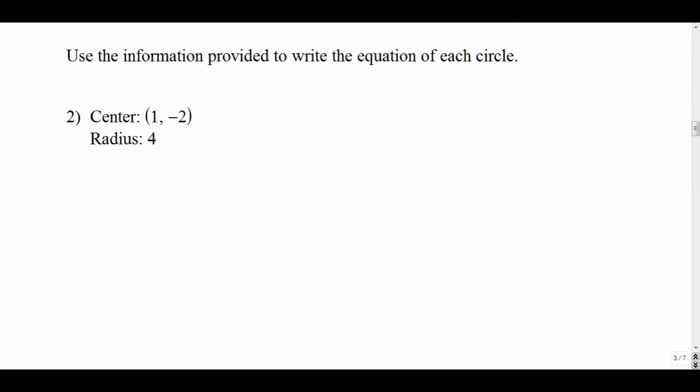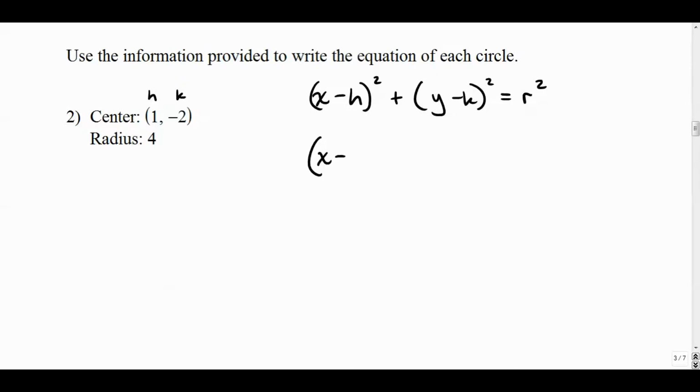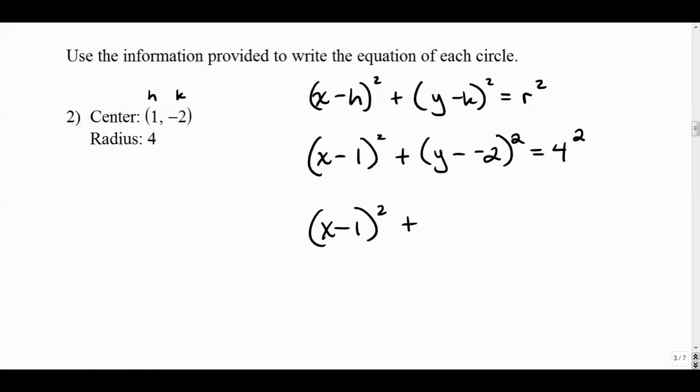So we have a center of 1 comma negative 2. Remember, that's h comma k, and a radius of 4. So first thing I'm going to do is write my general format. That's my circle equation. And I'm just going to plug in my values. So I'm going to put x minus 1, quantity squared, plus y minus negative 2, quantity squared, is equal to 4 squared. And then just clean some of this up. That doesn't simplify. This I'm going to change to positive 2 squared, and this of course is 16. And you're done.